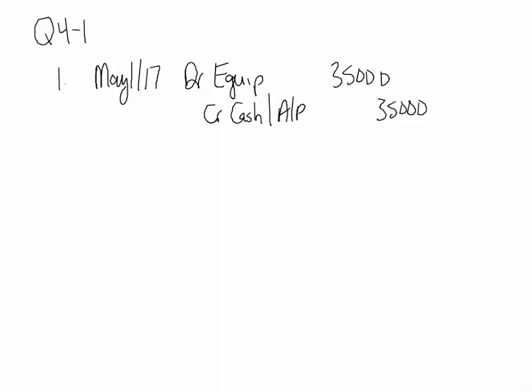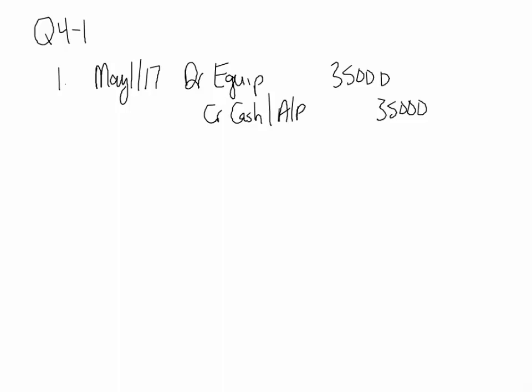The equipment has a 5-year estimated useful life and a $5,000 residual value, also called salvage value. The company began using the equipment on June 1st of 2017. So even though they bought it on May 1st, they didn't start using it, and I'm assuming it's not ready for use, until June 1st.